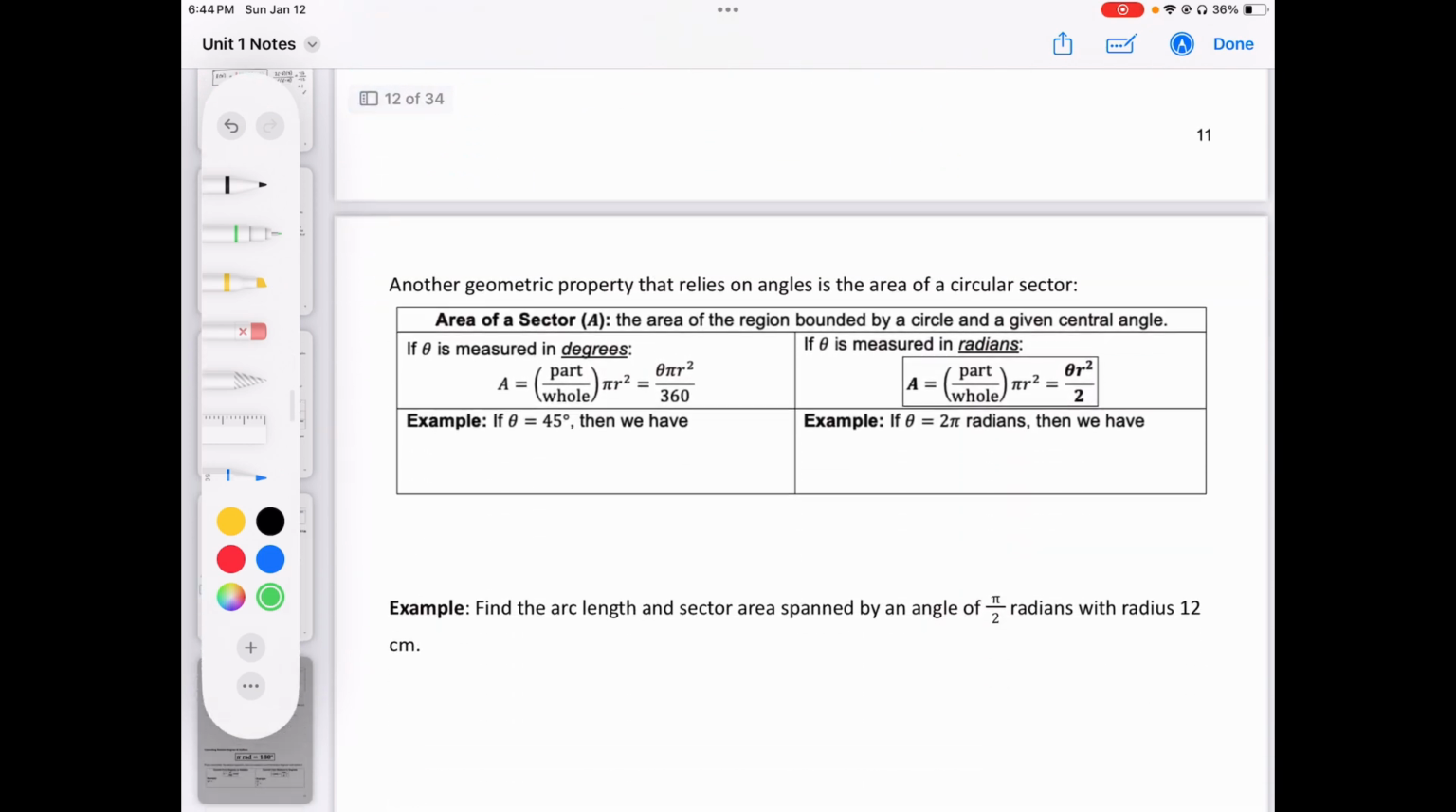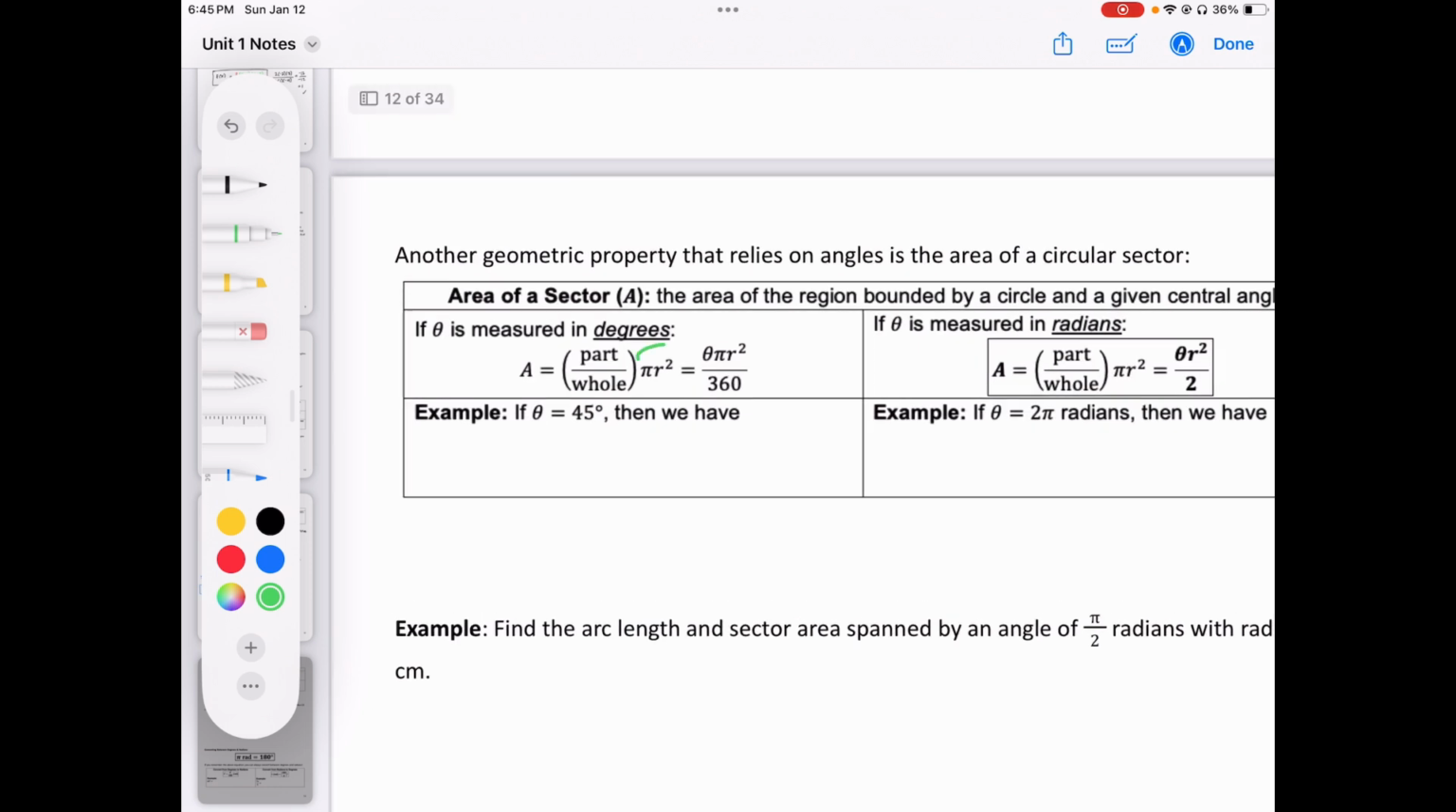Next up, we have areas of sectors. That's another geometric property that is really dependent on angle. We will again use part of a whole times the area of a circle, right? This right here is your area of a circle if we're working with degrees. Okay, so you'll end up with theta times pi times r squared divided by 360. So that part over the whole is right here. Okay, and then the rest is your area.